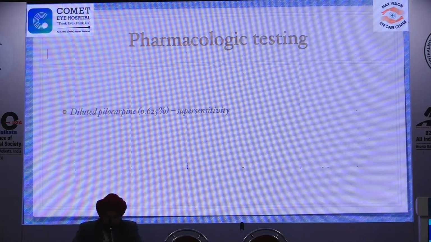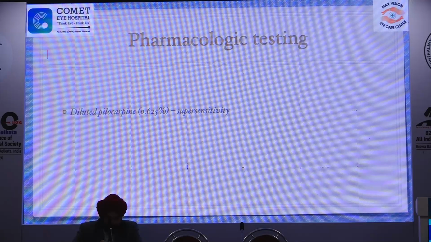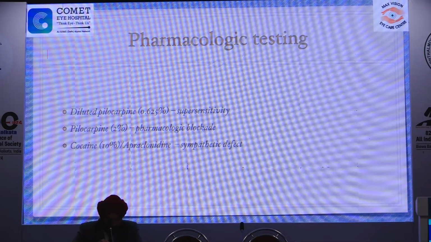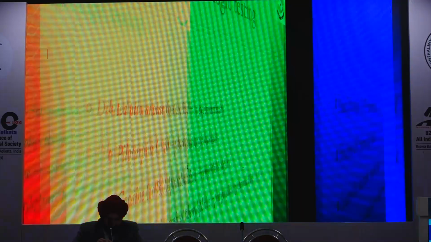To do pharmacological testing, check for supersensitivity with diluted pilocarpine, and pilocarpine to look for pharmacological blockade; cocaine or apraclonidine for sympathetic effects; phenylephrine or hydroxyamphetamine for postganglionic sympathetic effects. So they are always handy and available to us.